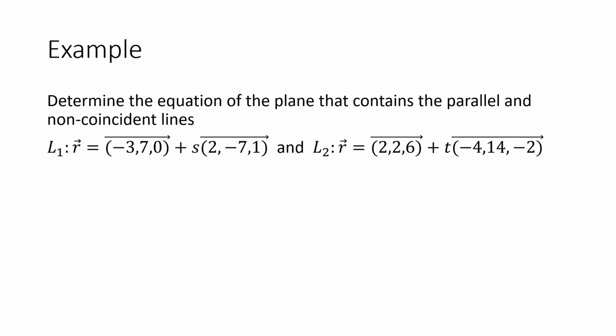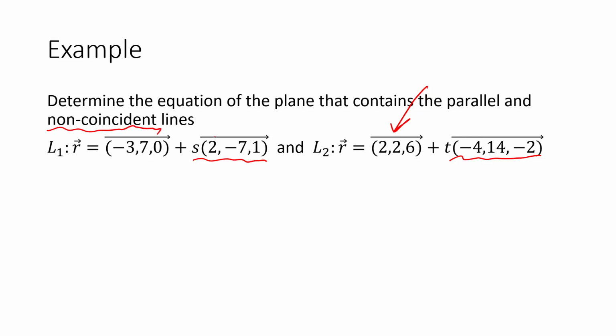Now, we're going to determine an equation of a plane containing these 2 parallel non-coincident lines. See, we know that these lines are parallel because 2, -7, 1 is collinear to -4, 14, -2. It's a scalar multiple. So, we know they're parallel. We don't necessarily know them to be non-coincident. So it's theoretically possible that in this type of question, we might have to show they're non-coincident by showing that the point 2, 2, 6 is not on the first line. We don't have to do that in this question, though, because it literally tells us they're non-coincident. We take the question at its word.